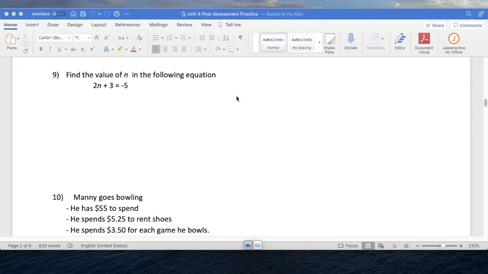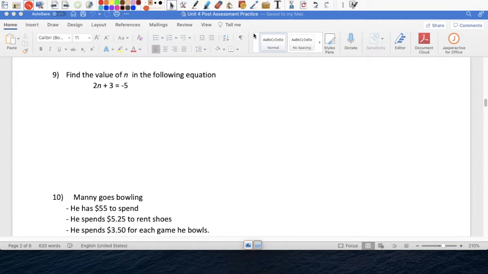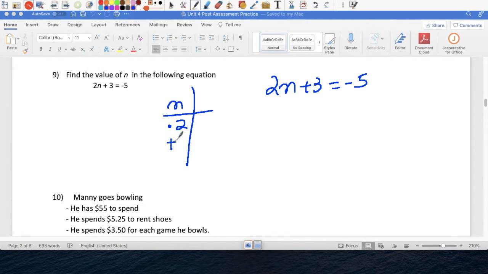No, this one is again, I think, straightforward. 2n plus 3 equals negative 5. So here is our procedure. n is being multiplied by 2 and then plus 3 gives us negative 5. So the inverse operation I'm going to use is minus 3 and then divide by 2.